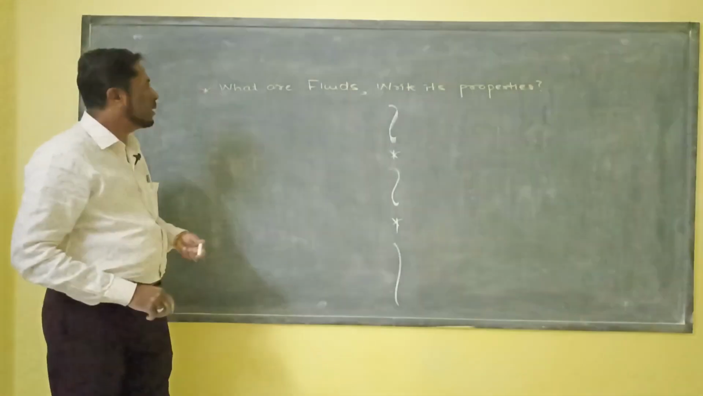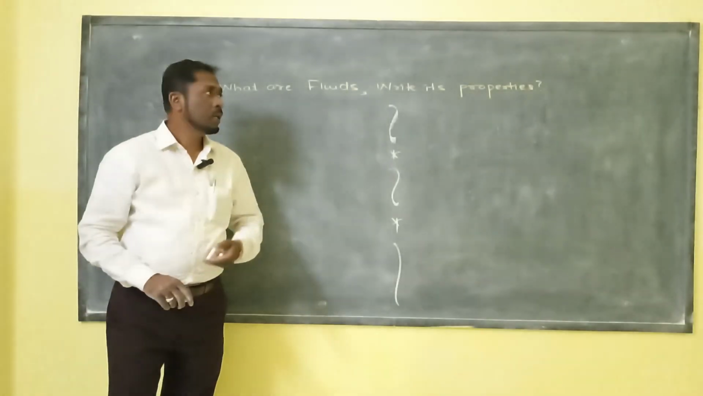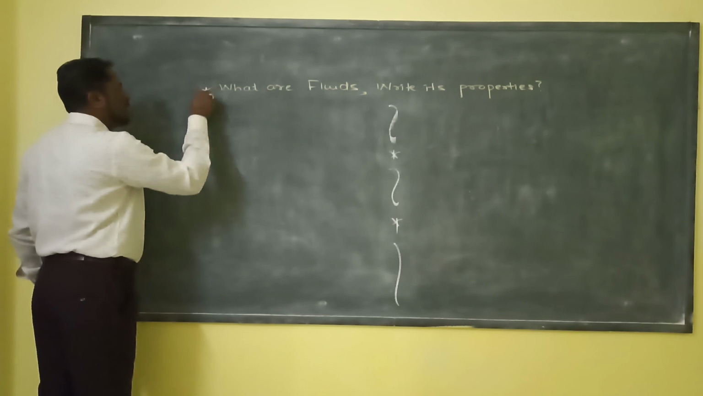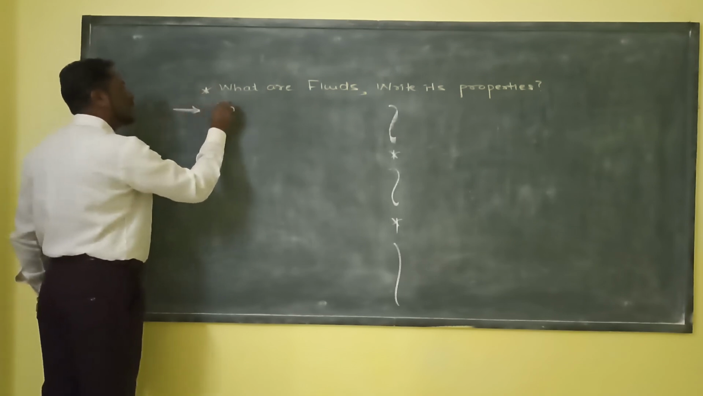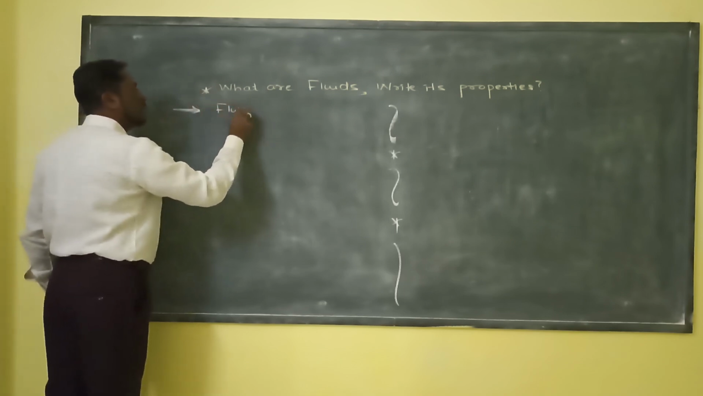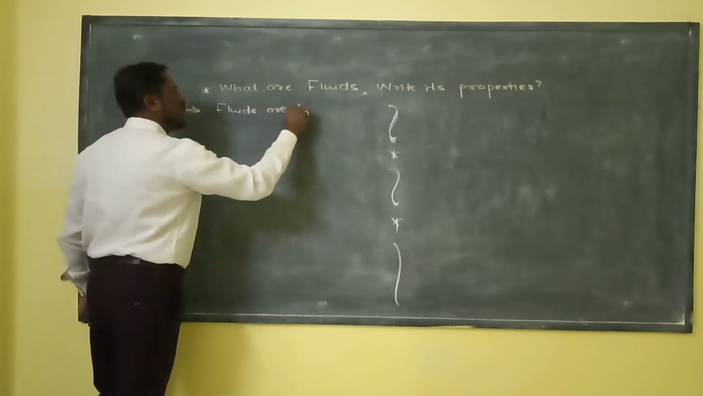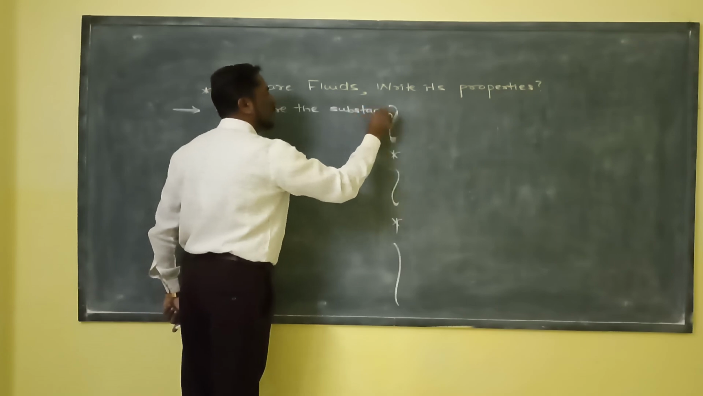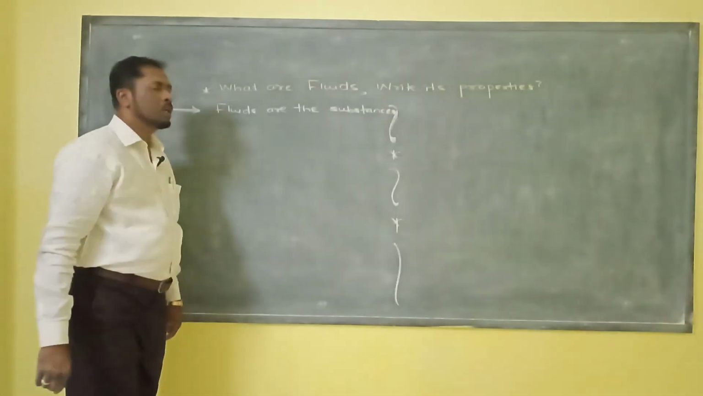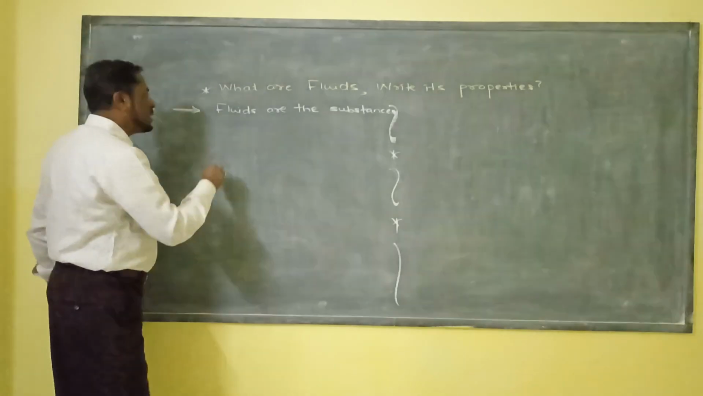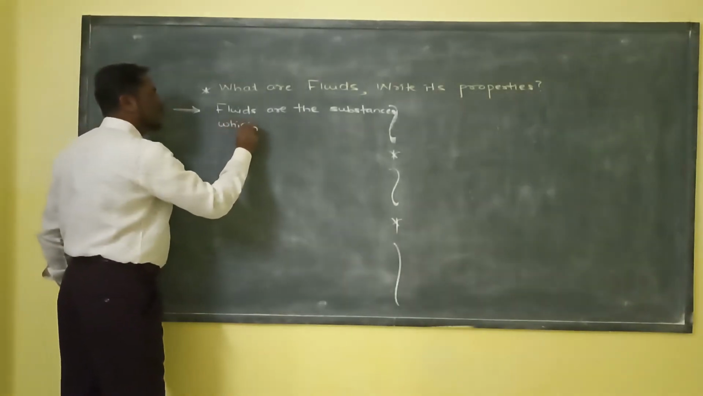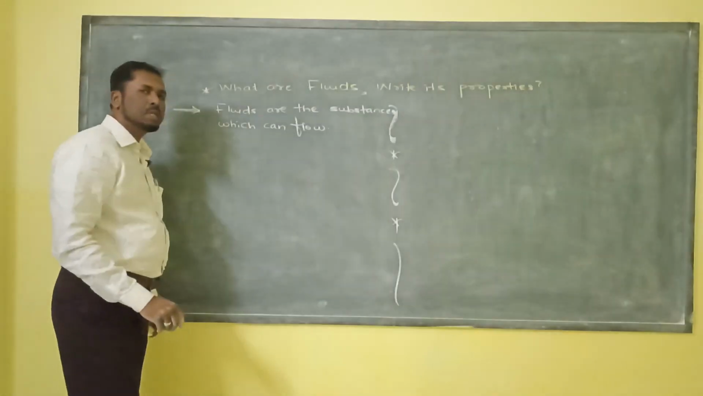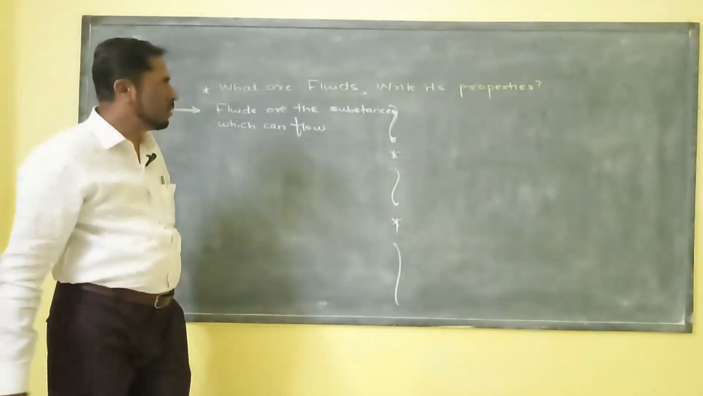We have the question: what are fluids? Write its properties. In the simplest way, fluids are the substances which can flow. Okay, what do we understand by fluid? Fluids are the substances which can flow, the simple way.